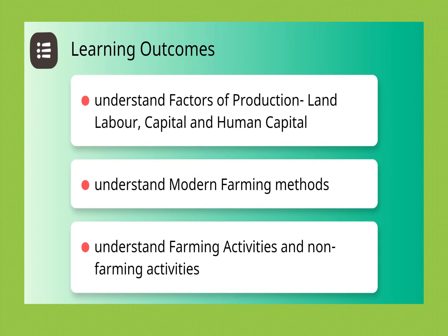What are the learning outcomes of this chapter? At the end of this lesson, you would have understood factors of production: land, labor, capital, human capital. Some of it we will cover in today's unit. You would have understood modern farming methods by the end of this chapter. You will have understood farming activities and non-farming activities at the end of this chapter.